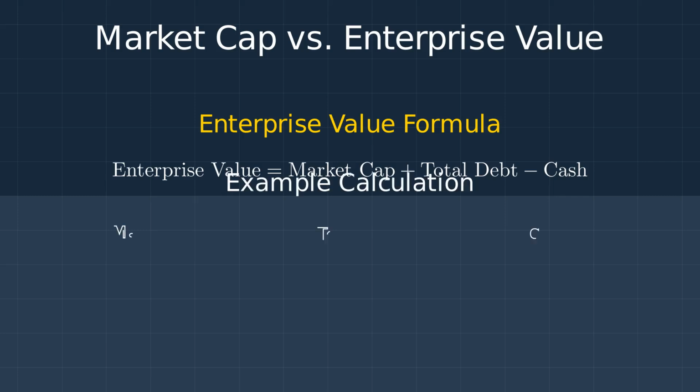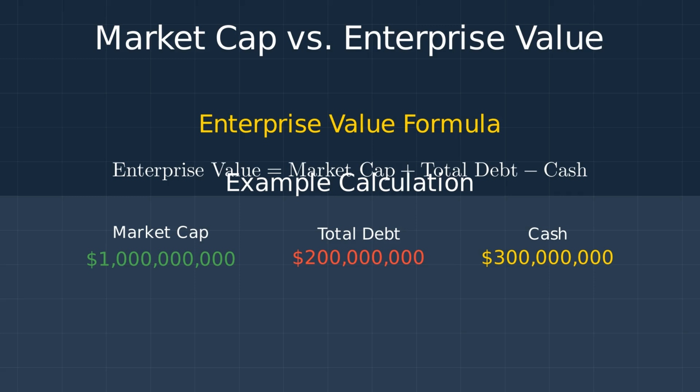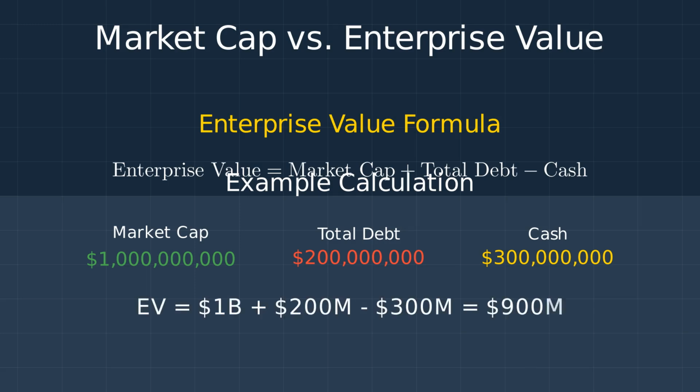Let's look at an example. A company with a $1 billion market cap also has $200 million in debt and $300 million in cash. Its enterprise value would be $1 billion plus $200 million minus $300 million, resulting in an enterprise value of $900 million.